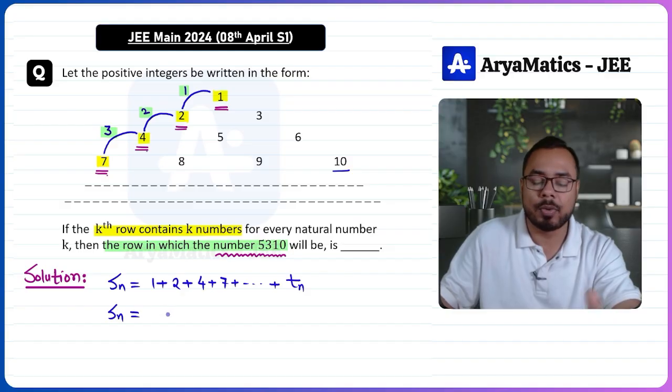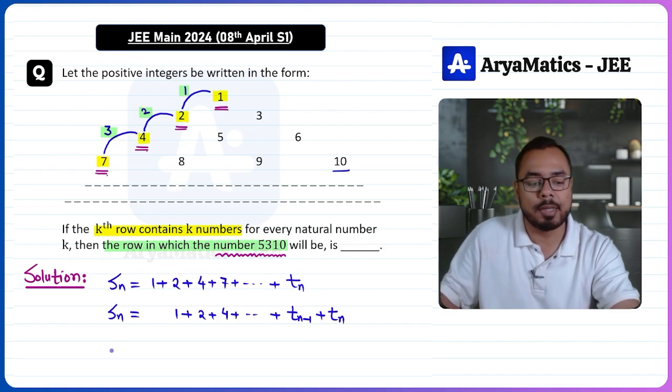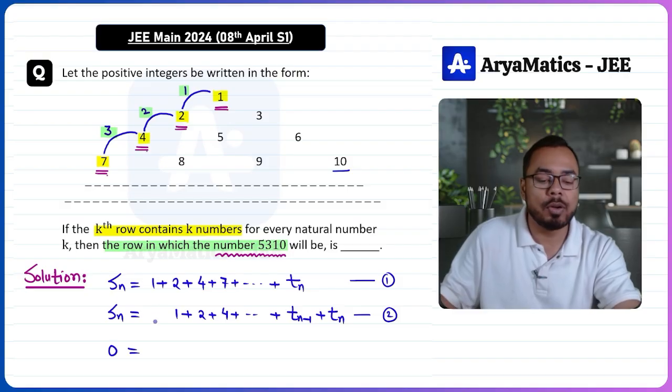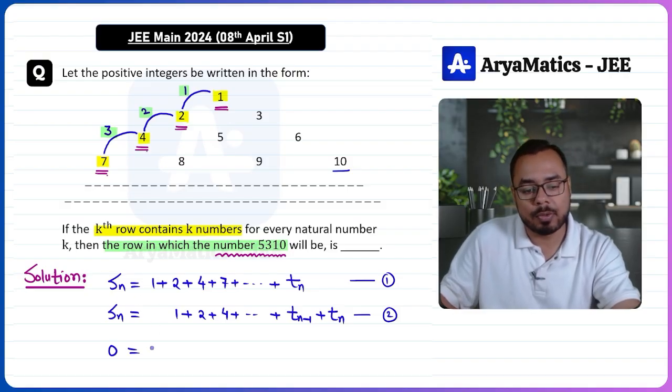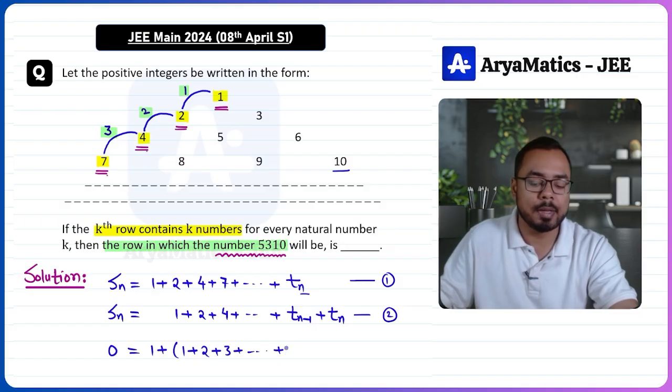Now we'll shift each term 1 towards right side. So we have 1, then we have 2. Here we'll get 4. In this manner it will continue. Here we have Tn minus 1 and the last term is Tn. And now we'll subtract these two. Right? Let us call this as equation 1 and this one as 2. So if we do 1 minus 2, we'll get 0 equals to 1 plus, and then 2 minus 1 will be 1, 4 minus 2 will be 2, 7 minus 4 that will be 3, and in this manner it will continue. Tn minus Tn minus 1.